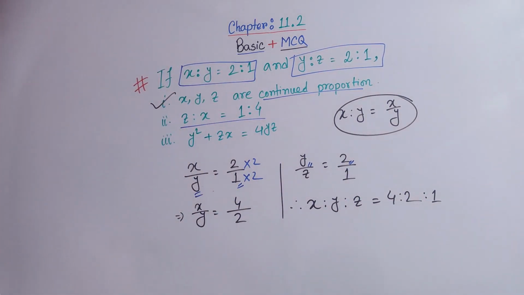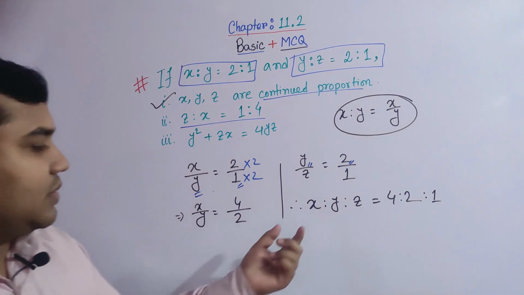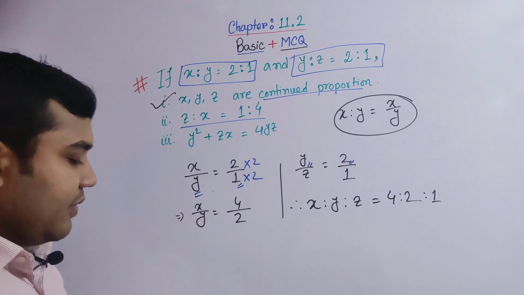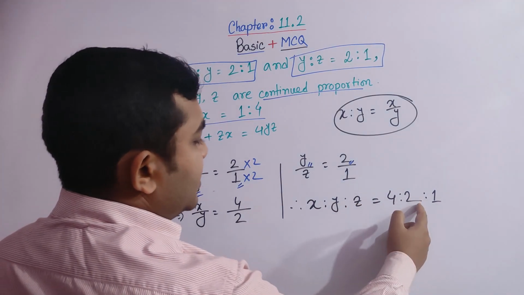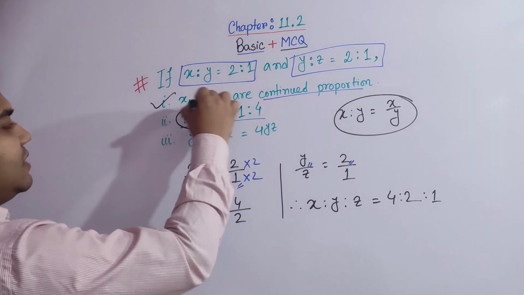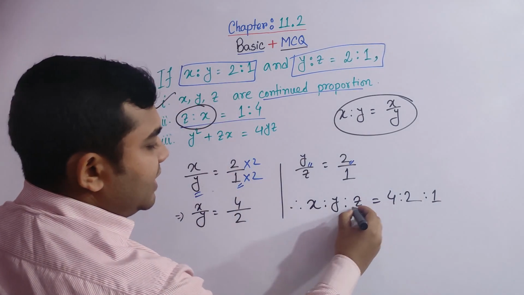So that's our main proportion, that is x is to y is to z is 4:2:1. That means the value of x is 4, y is 2, and z is 1. Now look at the board, it should be z is to x. So z is to x.